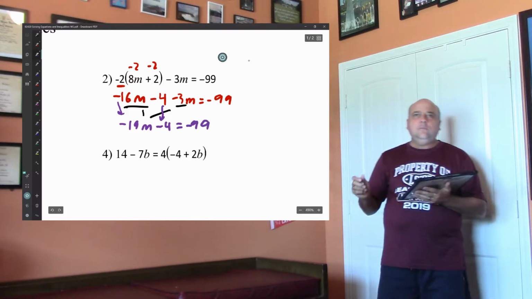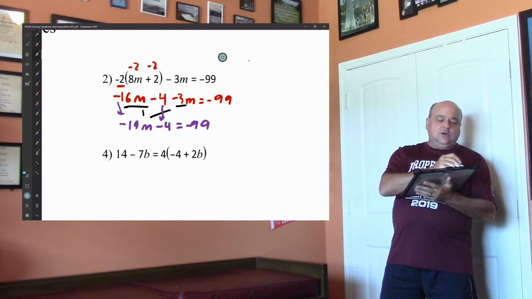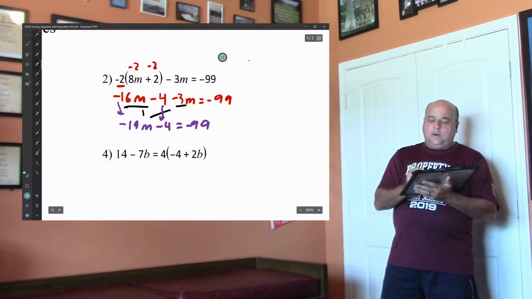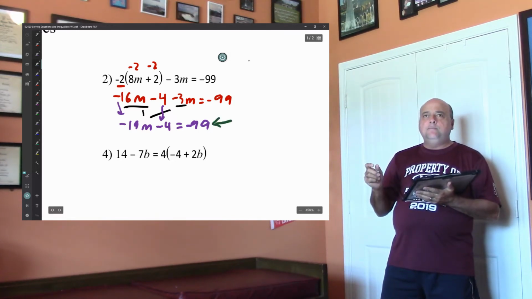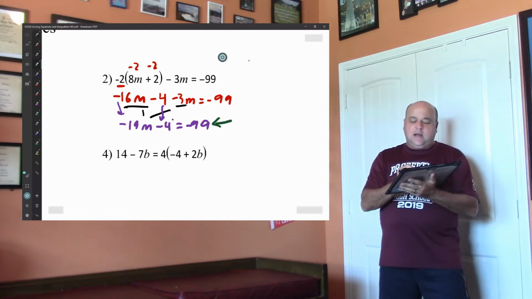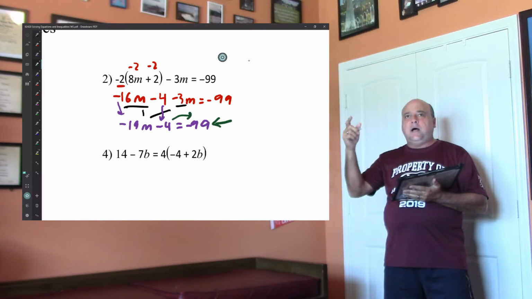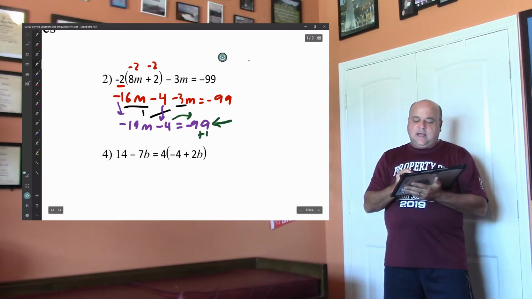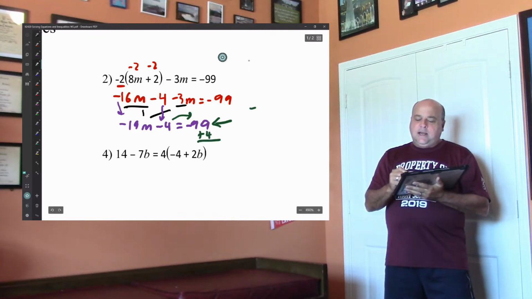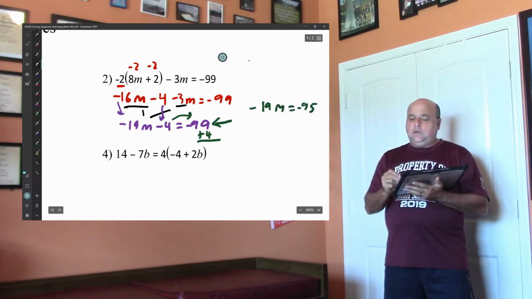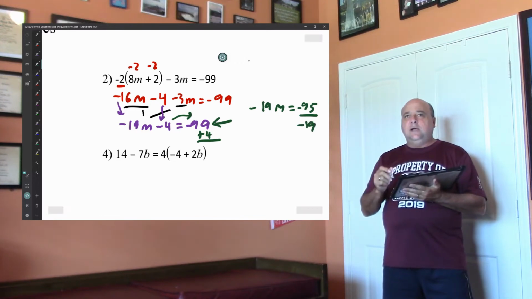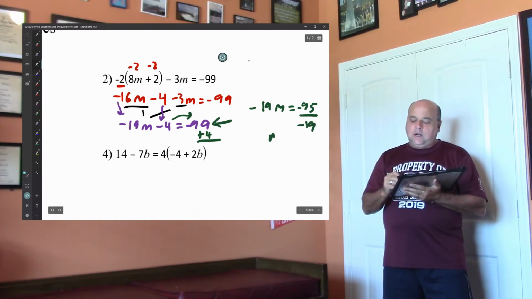And then we're going to, now you can get your calculator out, right? We're going to start by typing in -99. And what are we going to do to -99? We're going to move that -4 across. The opposite of -4 is a +4. So -99 plus 4 is going to be -19M equals -95. And then you hit divide by, and you divide by -19. 2 negatives makes a positive. So we're going to get M equals 5.